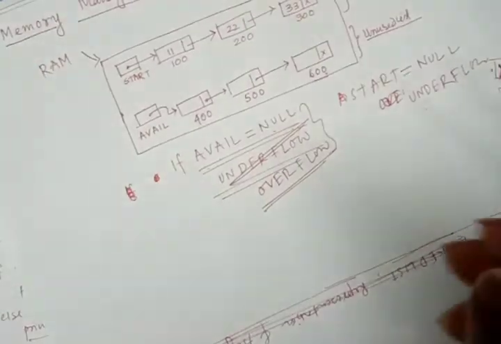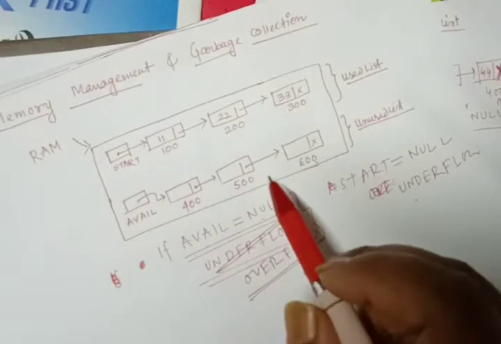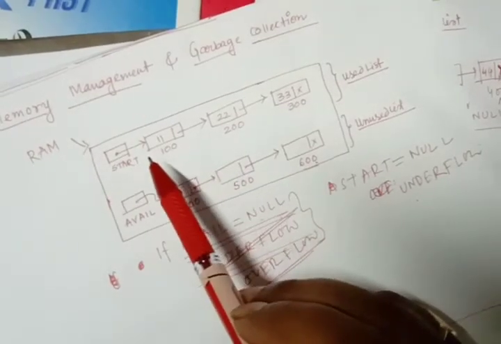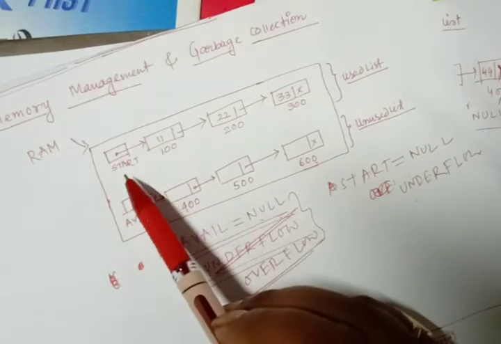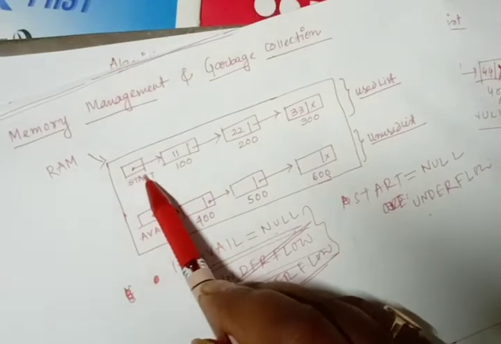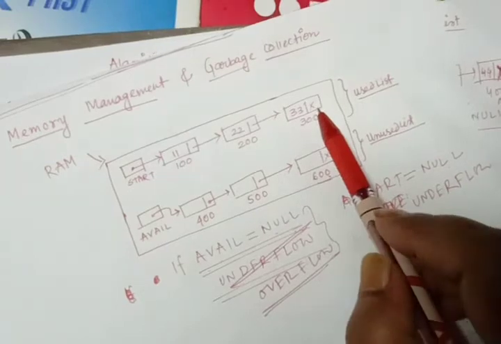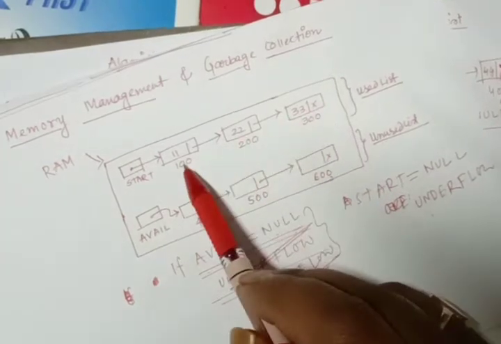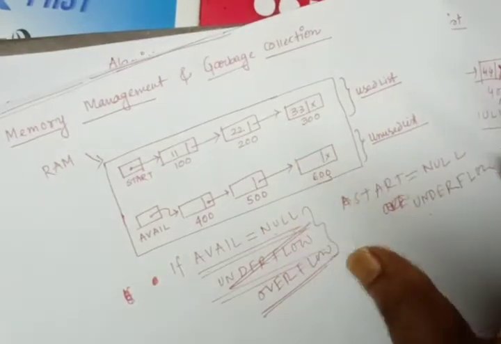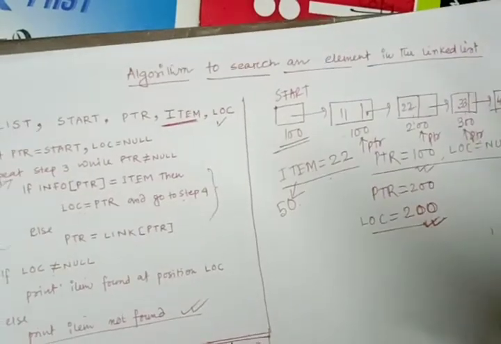Now, in case of inserting a new node in the list, there will be three algorithms for inserting a node. Case one is that we can insert a node at the beginning of the list, case two is we can insert a node at the end of the list, or we can insert a node in the middle of the list. So there will be three algorithms for inserting a new node in the list. Now first let me explain the first algorithm.